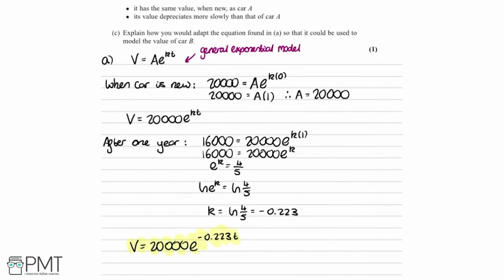So having a quick look through to see where we get the marks. We get the first mark for using a model such as this. We get the second mark here for substituting in that t equals 0 and v equals 20,000, working out the correct value for a. We get the third mark here for substituting in that t equals 1 and v equals 16,000 and working out a value for k. And we get the final mark here for getting a correct equation that links v and t.